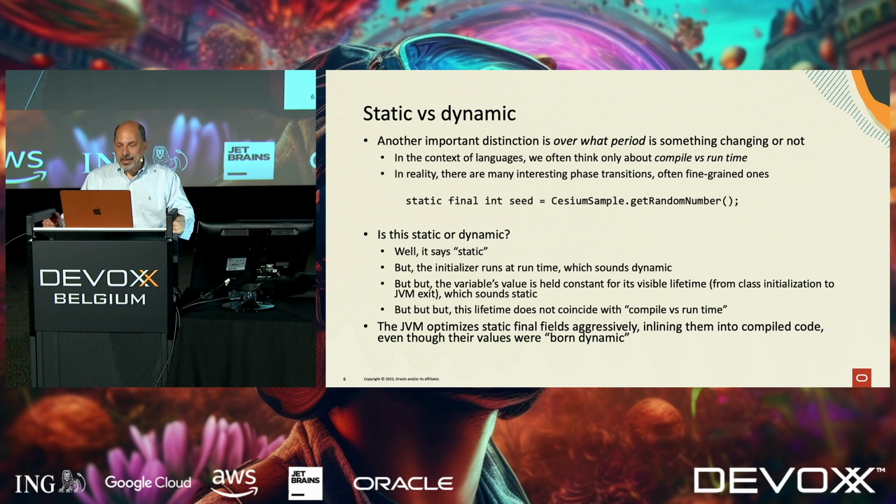So one of the things that the JVM is very good at is optimizing things that were born dynamic as if they were static. So, for example, with this static final field, the JVM is going to aggressively inline that as a constant into generated code, with constant folding, constant propagation, and all of that, even though there's a real element of dynamism going on here.